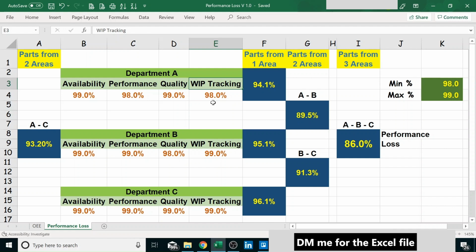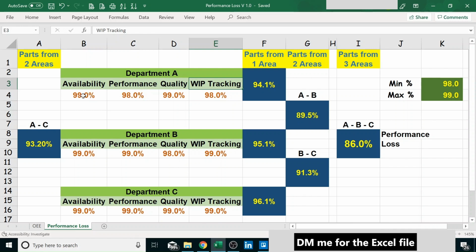It doesn't matter if it's a high mix, low volume manufacturing environment or a low mix, high volume manufacturing. It doesn't matter. If I build three, I should be able to find those three pieces. If I build 3,000, I should be able to find those 3,000 pieces and track them throughout the system so they are available for the next and the next and the next process or the next department.